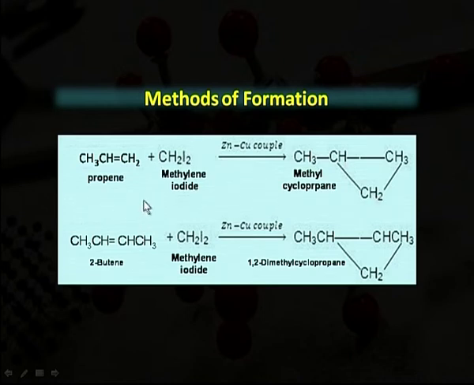And in another reaction we are seeing that 2-butene, meaning this double bond is located over carbon number 2, that is carbon number 1, carbon number 2, reacts with methylene iodide in presence of zinc and copper couple, and we get 1,2-dimethyl cyclopropane, meaning these 2 methyl groups are located over carbon number 1 and carbon number 2. Hence, it is known as 1,2-dimethyl cyclopropane. So, by using these unsaturated hydrocarbons, we are getting saturated hydrocarbons. We may say that this is an example of addition reaction.